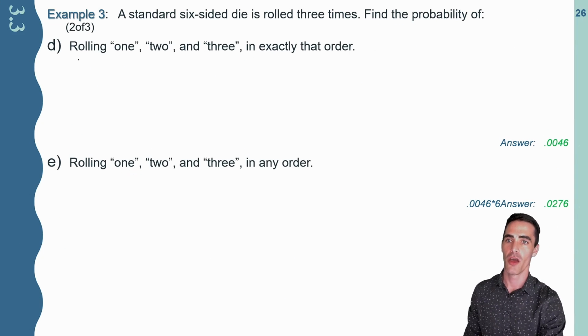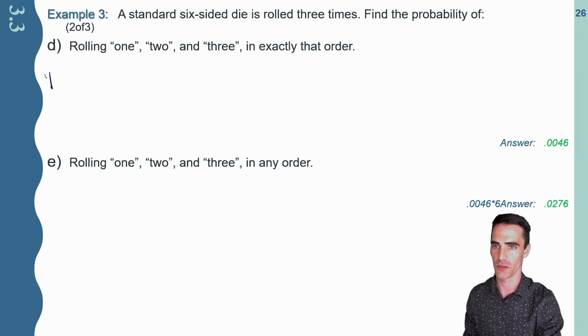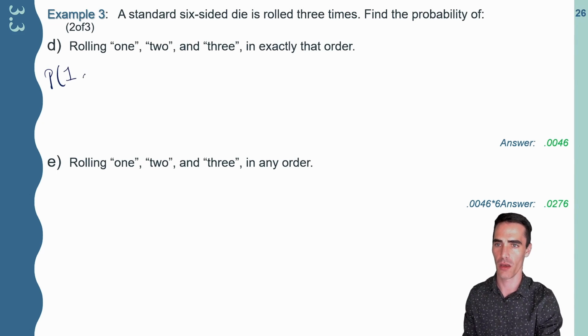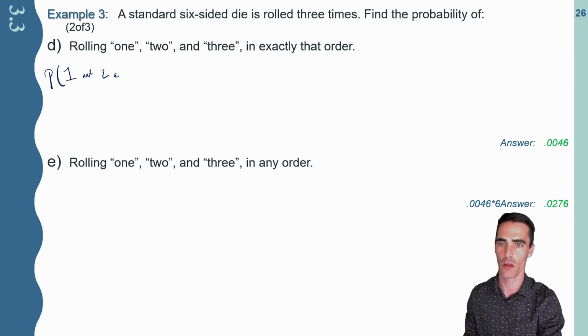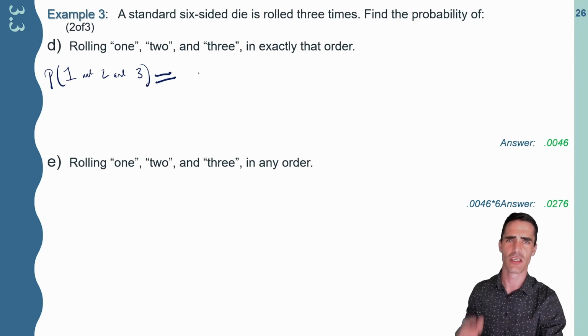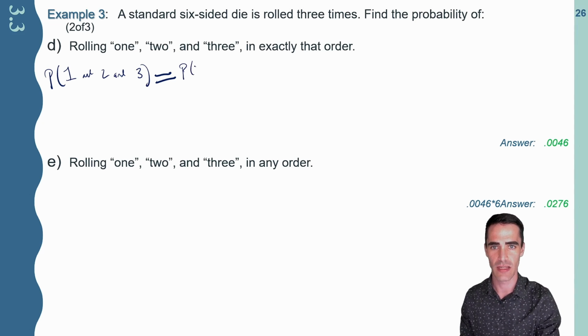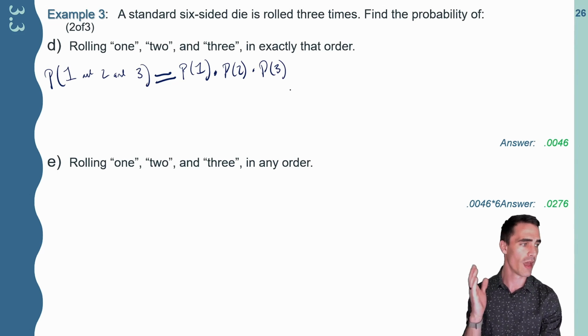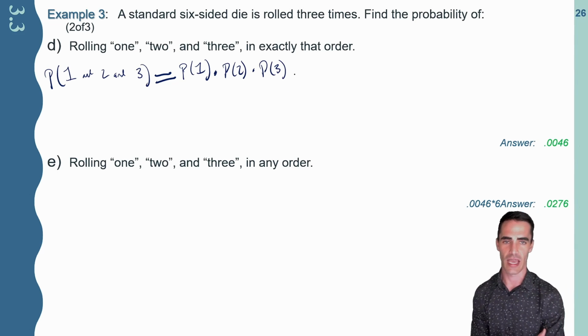Let's continue. Rolling 1, 2, and 3 in exactly that order. I'll dispense with formalities here. When I'm looking at rolling a 1, 2, or 3, that's me rolling a 1 and a 2 and a 3, each of these separately. Just like before, we have "and," which means multiplication, and since they're independent, that's the probability that I get a 1 on my first roll, times the probability I get a 2 on my second roll, times the probability I get a 3 on my third roll. I have these 3 events together.